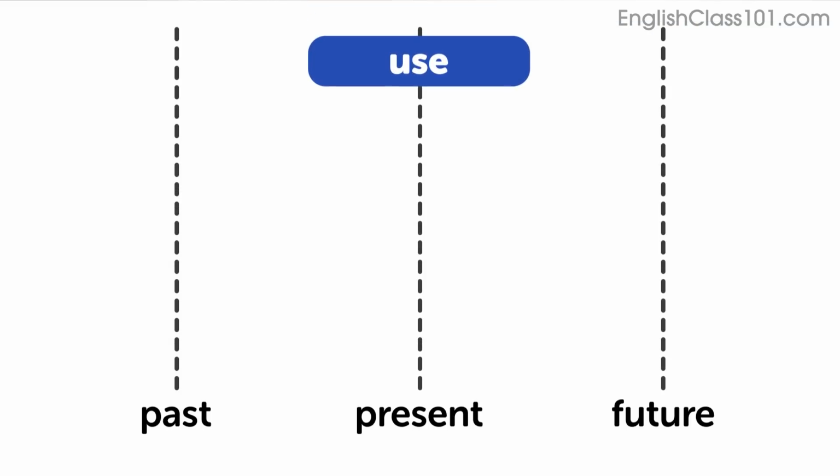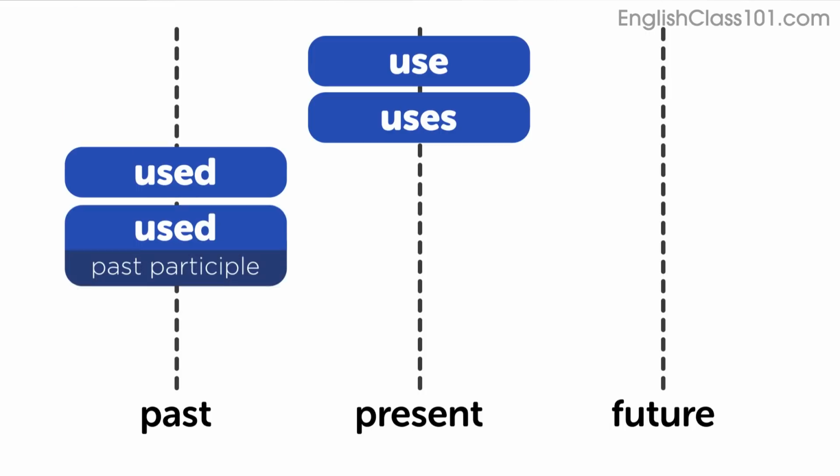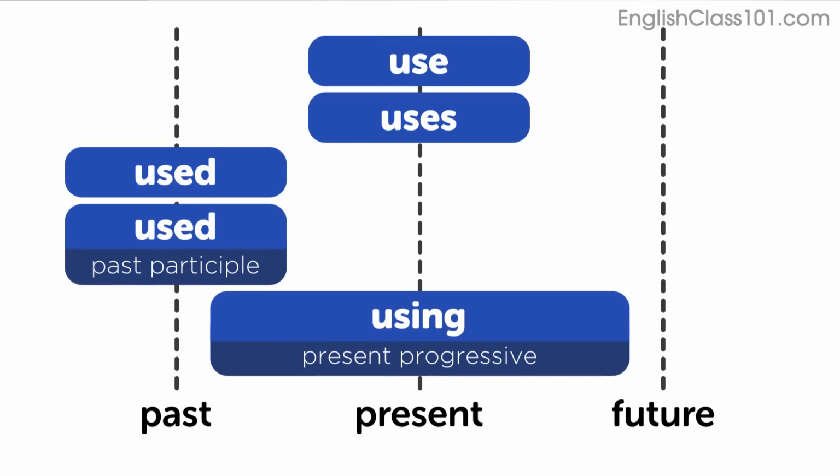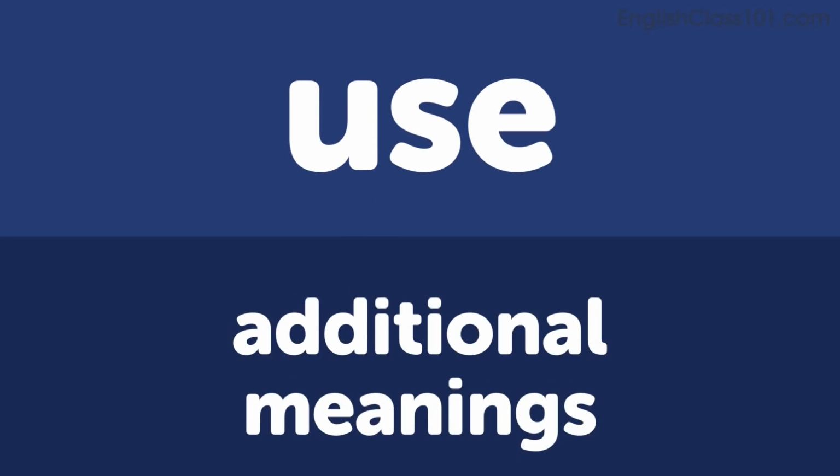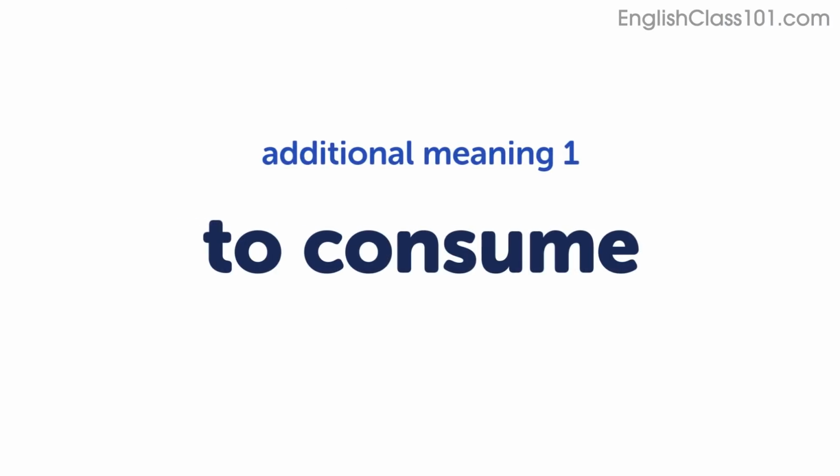Present, use, uses. Past, used. Past participle, used. Progressive, using. Let's talk about some additional meanings for this verb. The first additional meaning for the verb use is to consume.